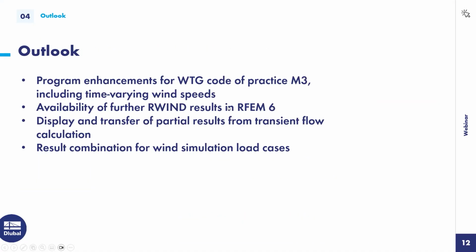Then to the last part of today's webinar, the outlook on the upcoming features. So we are currently working on program enhancements to meet the requirements of the WTG Code of Practice number M3. This is a German club that is dedicated to wind analysis and simulation. And this will include time-varying wind speeds. So up until now, you can only define one constant wind speed, but in the future, we will be able to vary these wind speeds over time.